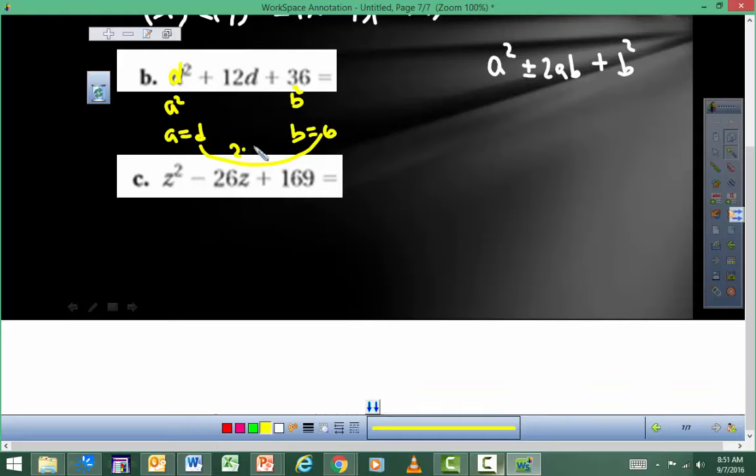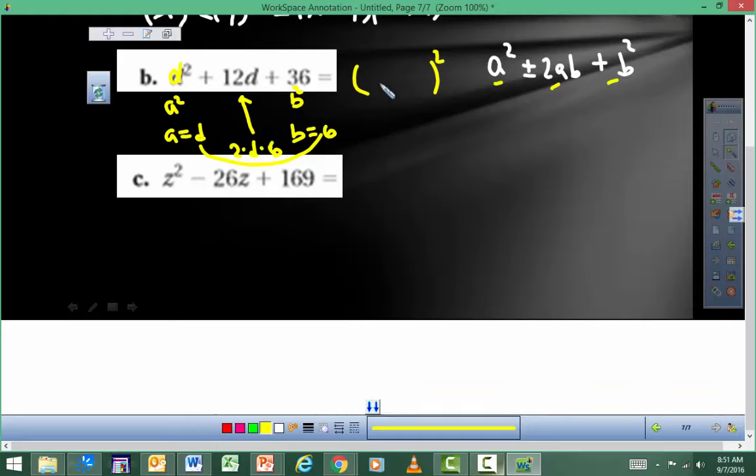So that's 2 times D times 6, right? You doubled it. That gives you the 12, right? What you just checked was this pattern, and that's the pattern you see right here. And so this factors to the special perfect square.